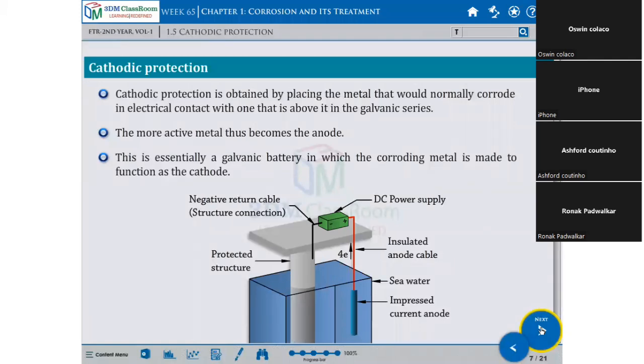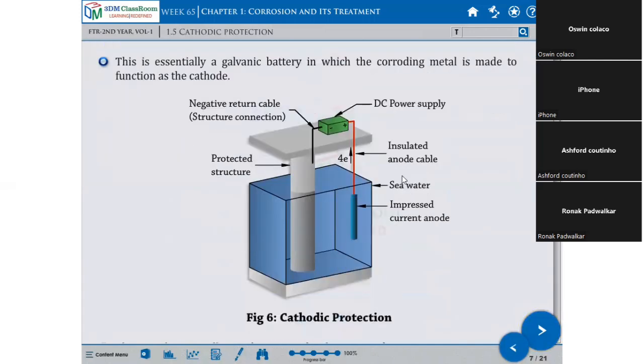Now cathodic protection means the cathode plate itself, the job, gets protected. Cathodic protection is obtained by placing the metal that would normally corrode in electric contact with one that is above it in the galvanic series. The most active metal thus becomes the anode, and this is essentially a galvanic battery in which the corroding metal is made to function as the electrode. In cathodic protection, there is a battery here, plus and minus. Positive will be the anode, and negative will be the cathode.